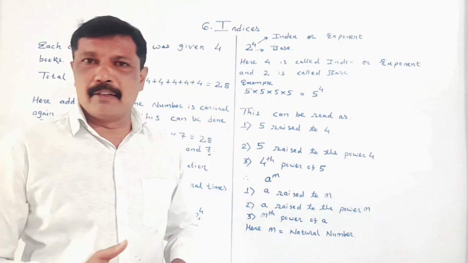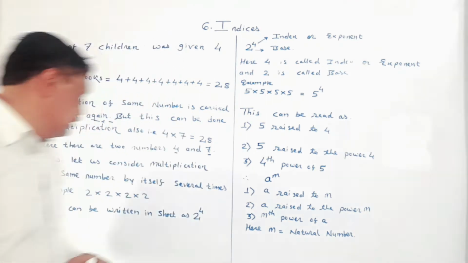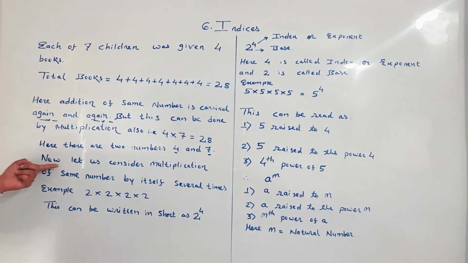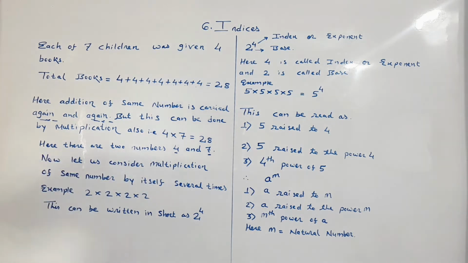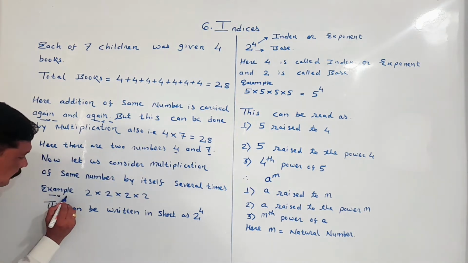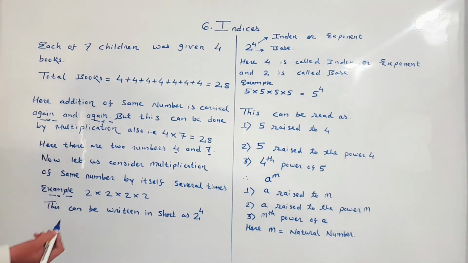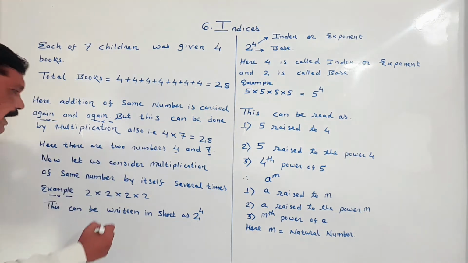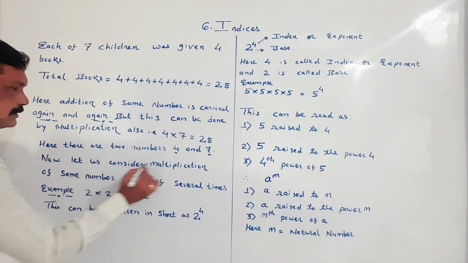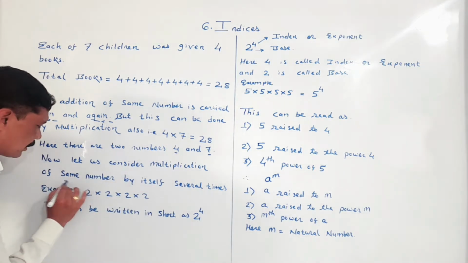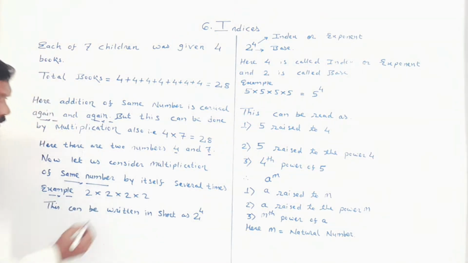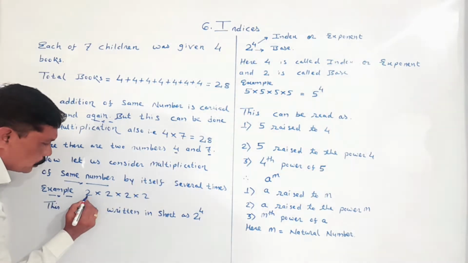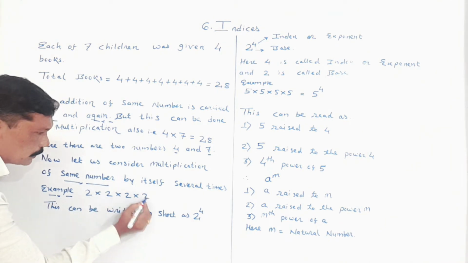We know this thing very well. We have studied this in the lower classes. So one more example we will take. Now let us consider multiplication of the same number by itself several times. In this example, we consider multiplication of the same number. Here we have taken the number 2 by itself again and again. So 2 into 2 into 2 into 2.